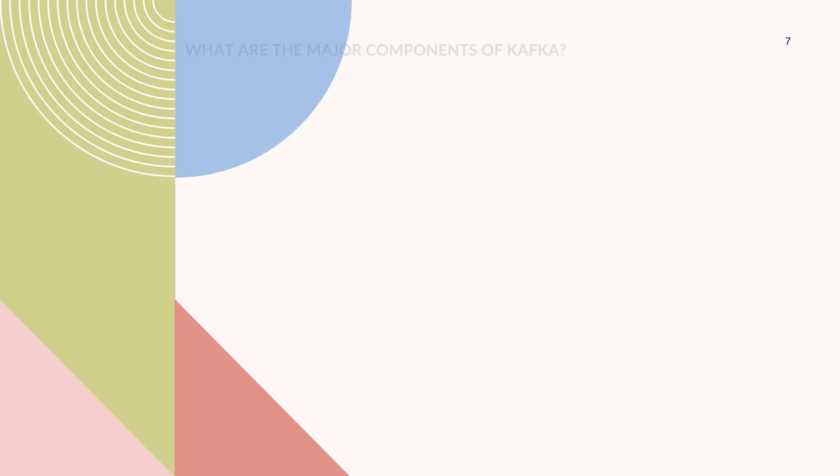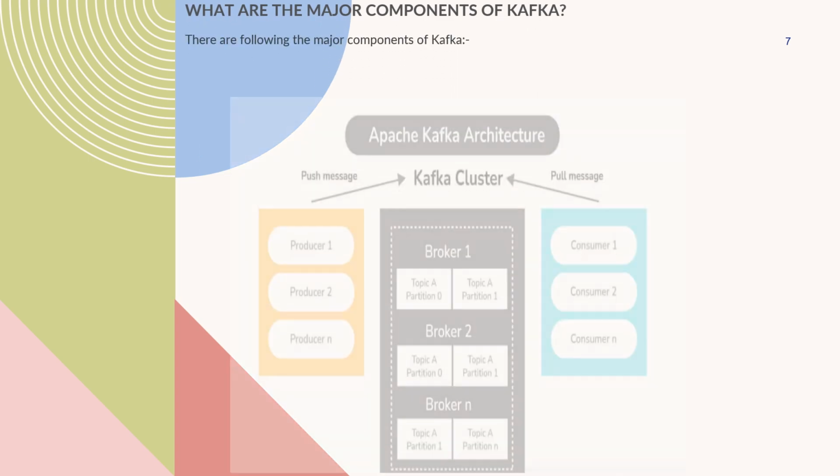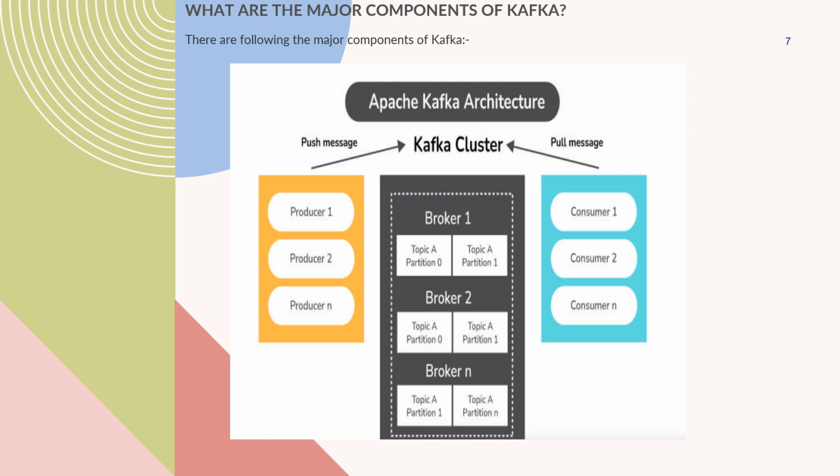So next, what are the major components of Kafka? There are the following major components, as you see in the Apache Kafka architecture. The first one is the Kafka producer. The producer acts as a sender. It is responsible for sending messages or data. It does not send messages directly to the consumer. It pushes messages to the Kafka server or broker, and the messages or data are stored in the Kafka server or broker. Multiple producers can send messages to the same Kafka topic or different Kafka topics.